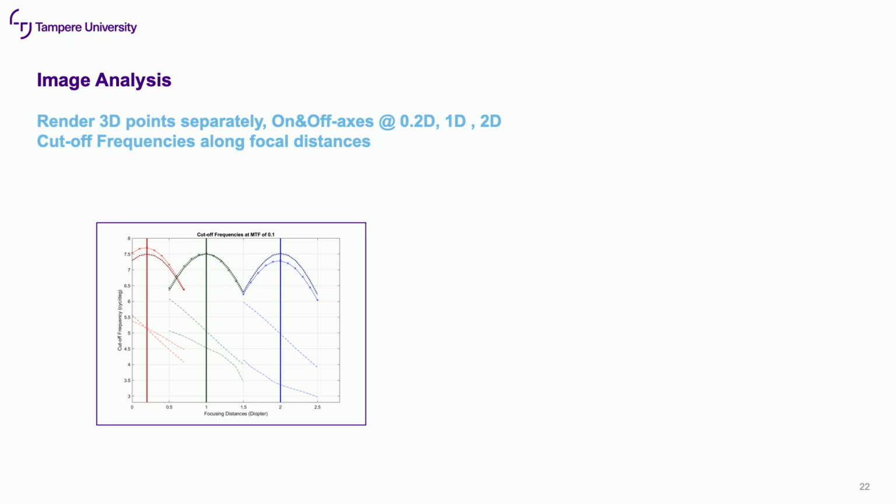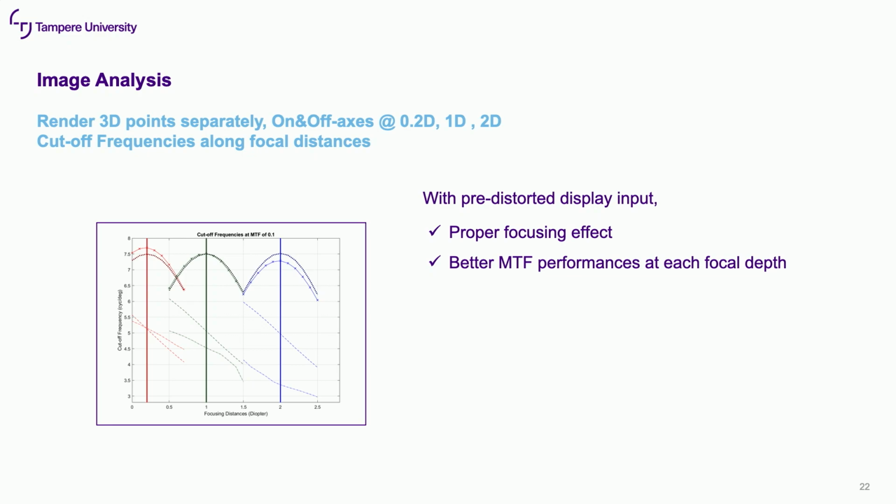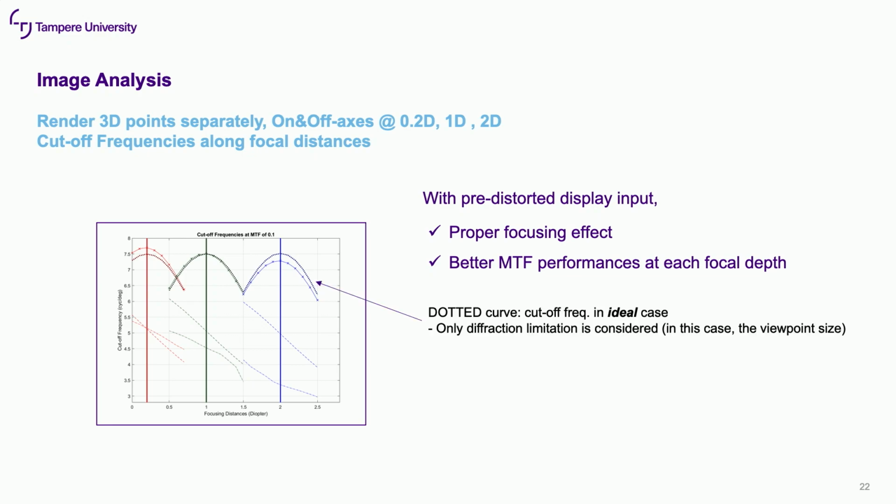So this figure validates our approach. By using predistorted display input, we achieve proper focusing. Moreover, at each focal depth, the image performance in the corrected case is markedly improved compared with the uncorrected ones. In this figure, we've also included a series of bold dotted curves. These represent the cutoff frequencies in ideal cases, where only the diffraction limitation of the viewpoint size is considered.